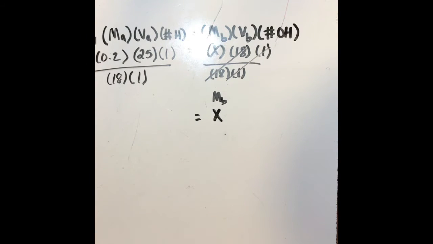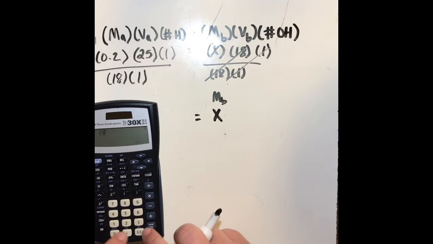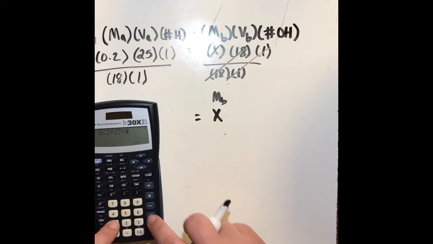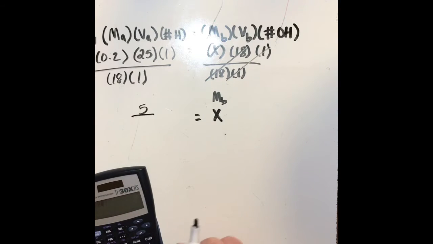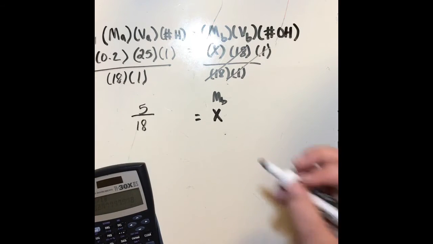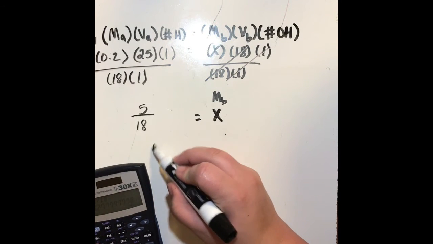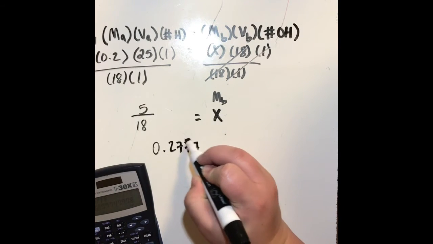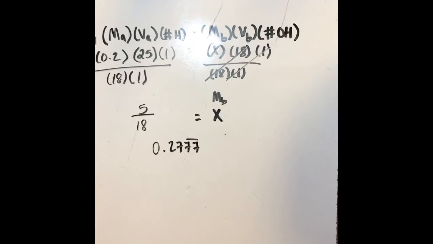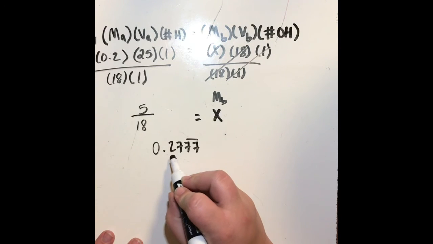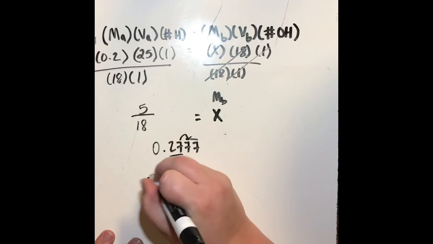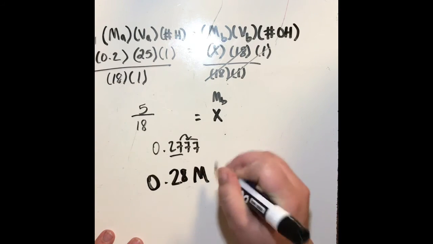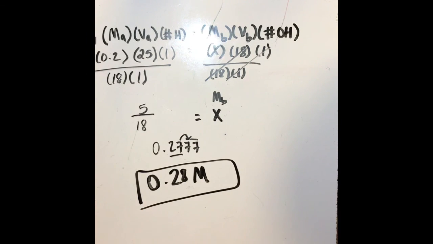So what I do is I always do the top numbers first, so 0.2 times 25 times 1, press enter. I get 5. Then I do 18 times 1, 18. So I just do 5 divided by 18. And you get 0.277777 never-ending 7s. I want all of our answers to be in 2 decimal points. So we have 0.27, looking at the third 7, it's bigger than 5, so my final answer is 0.28 molarity. So the molarity of my base is 0.28.